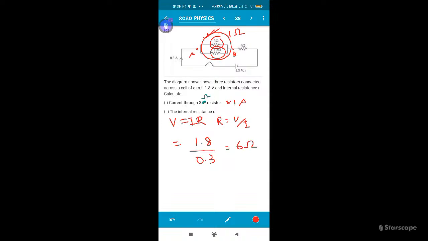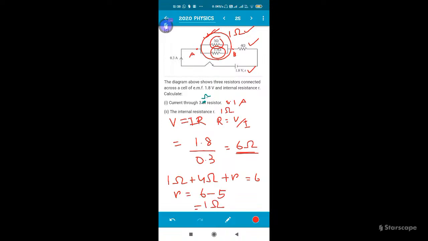Okay, now this 1 ohm, this 4 ohm and this small r are in series. That means we can say that 1 ohm plus 4 ohm plus the internal resistance is equal to 6, because 6 was the total resistance. So what will be the value of r? 6 minus 5, that means 1 ohm. So 1 ohm is the answer of the second question.